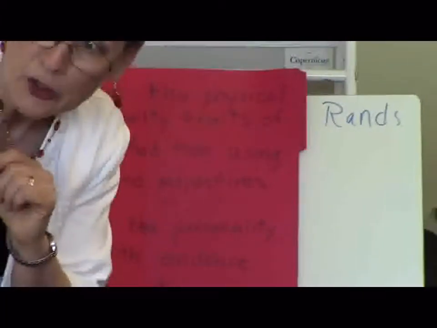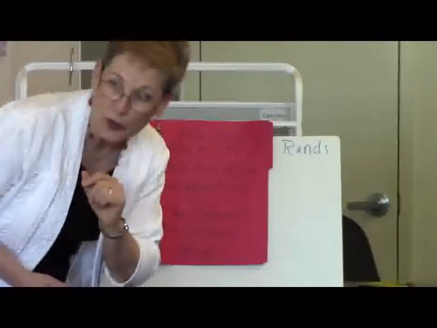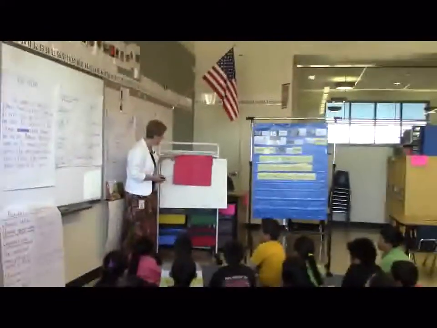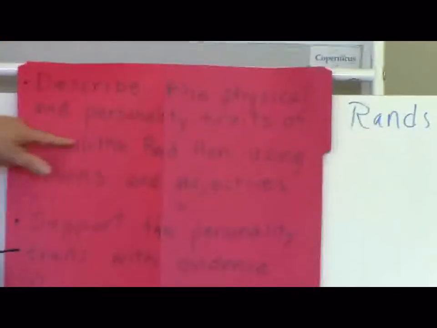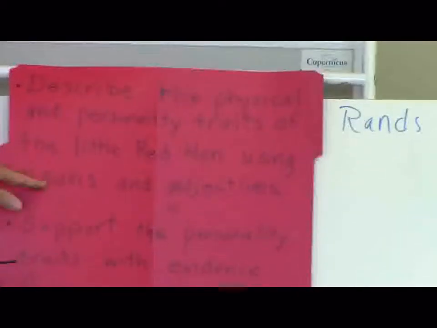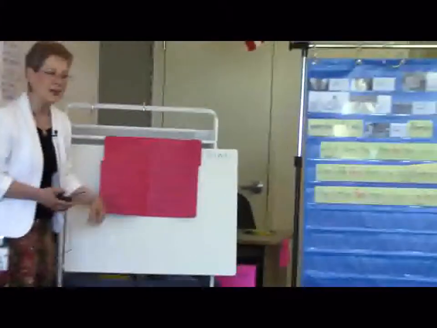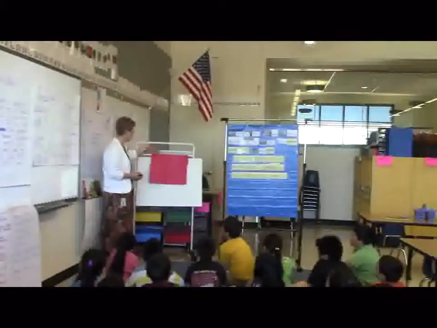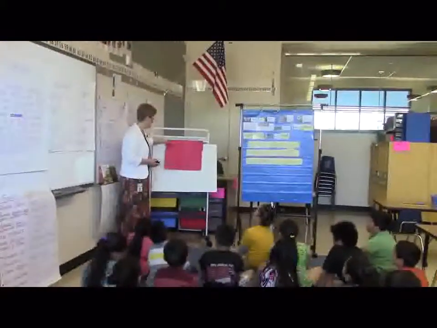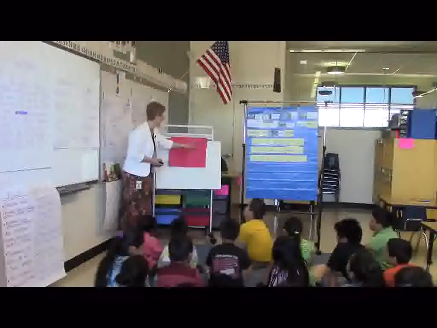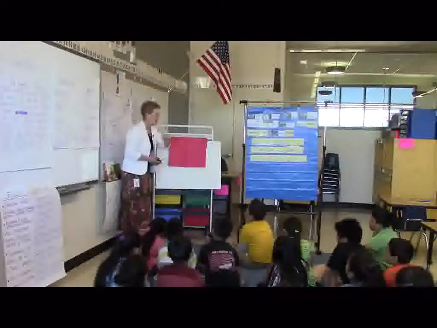So I skipped the personality traits, even though you did talk about her being awesome, cool, fair, nice, hardworking, and friendly, and you might use those a little bit later. But let's do our learning target. Here we go. Describe the physical traits of the little red hen using nouns and adjectives. Well, now you've already done it, so this time you can say, I can. So let's try it again. I can describe the physical traits of the little red hen using nouns and adjectives.